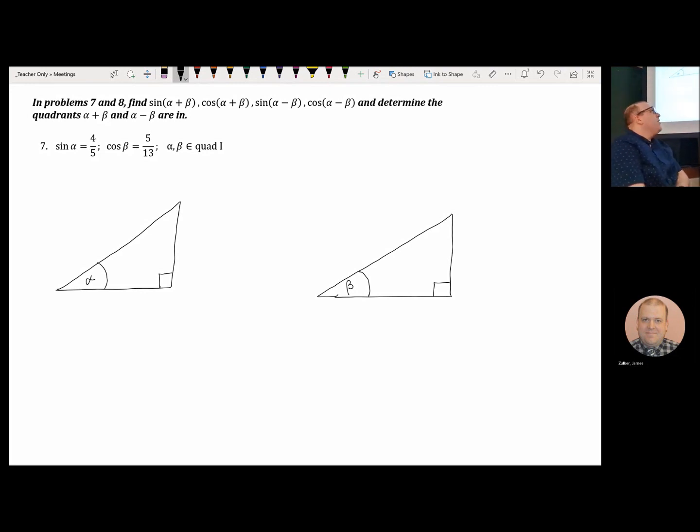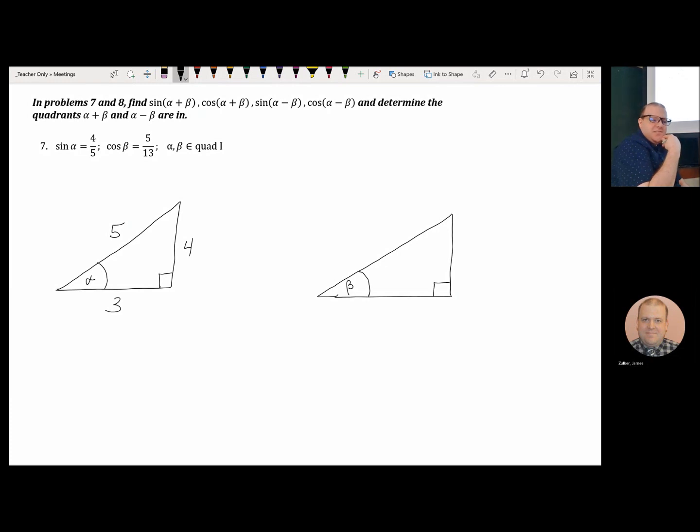Look at the alpha triangle. What sides do we know? What leg? Opposite. There's your 4. There's your 5. So what is the missing leg? 3. What about the beta? Certainly not drawn to scale. Never assume drawn to scale.